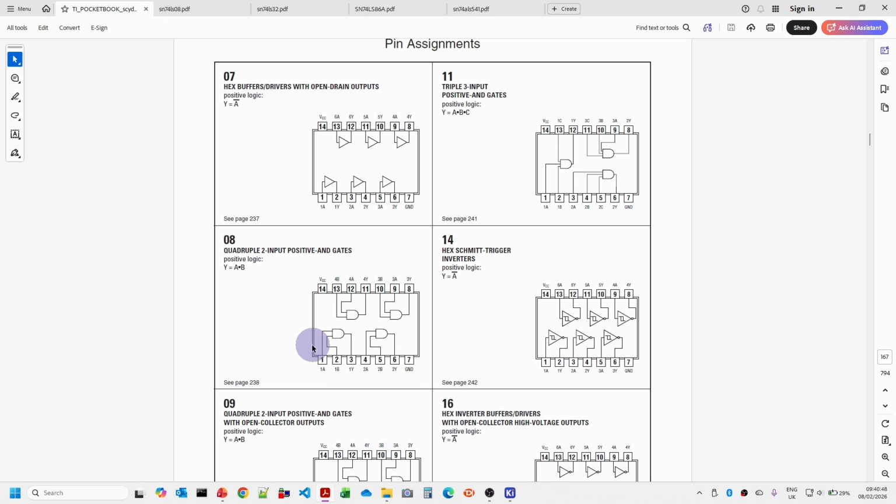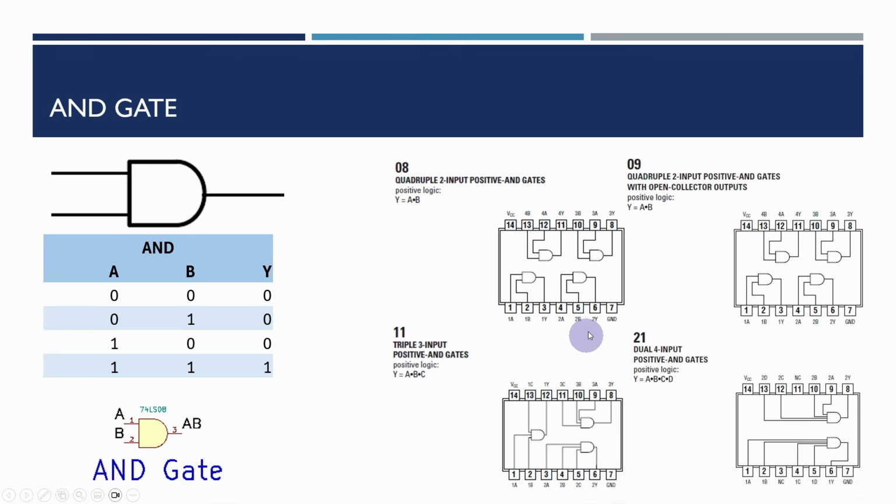So I recommend that you download the TI Pocket Databook. It certainly makes life a lot easier when looking at these things. And you'll see that for the AND gate, we've got one which has 2 inputs, one that has 3 inputs, and there's even one that has 4 inputs. I don't believe there's anything with more than 4 inputs.